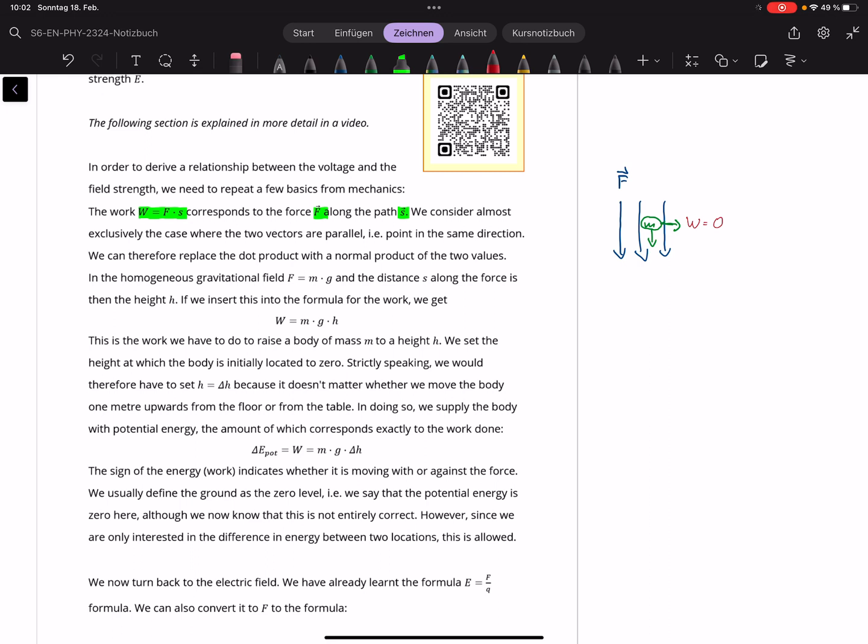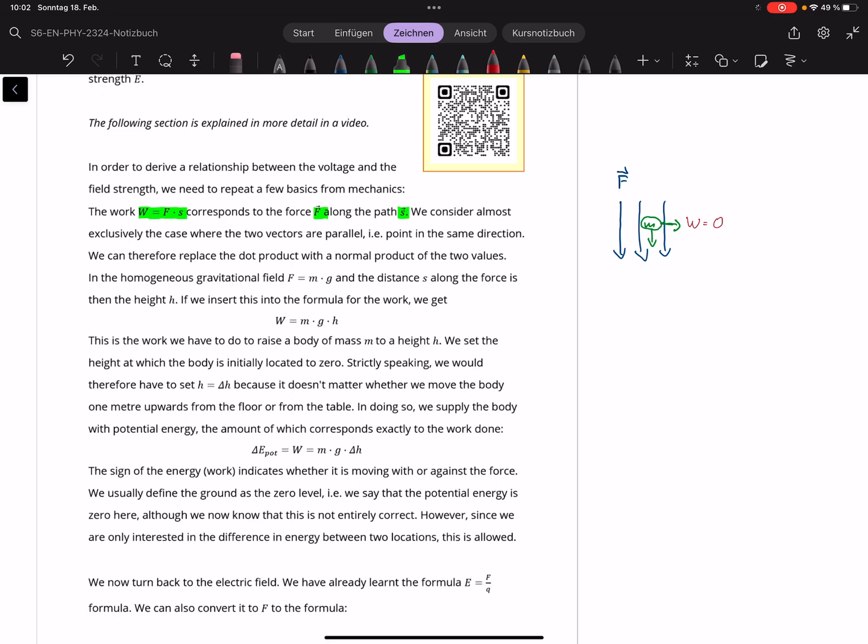no work needs to be done, because we are not moving the object against a certain force. Yeah, of course there might be friction, for example, but in a vacuum with a small mass and so on, there is no work necessary.